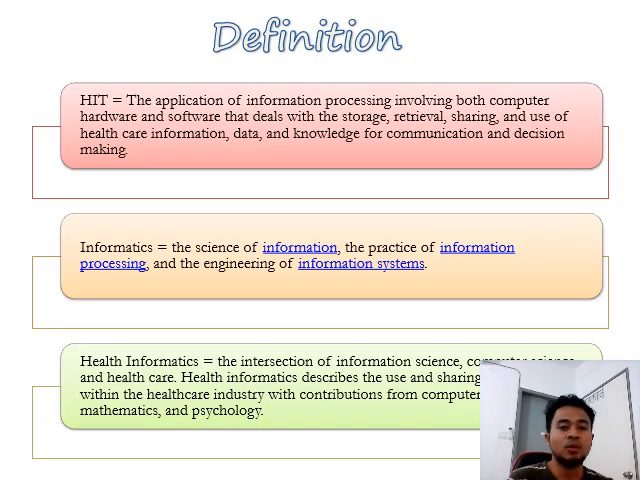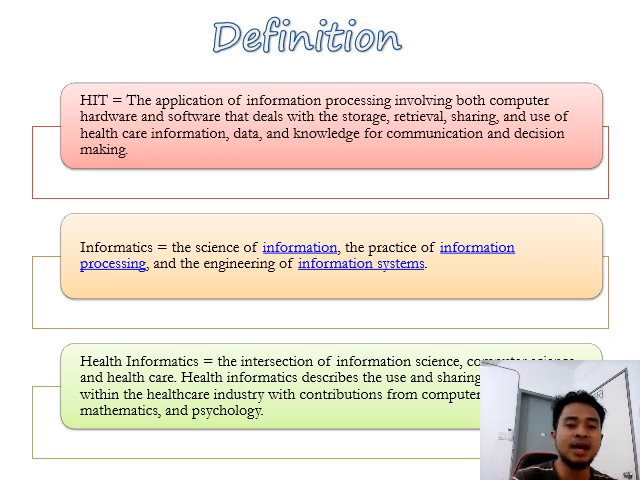Okay, health information. So what is health information technology? It's referring to the application of information processing involving both computer hardware and software that deal with the storage, retrieval, sharing, and use of healthcare information, data, and knowledge for communication and decision making. Right, there's a lot of points here. Although you need to simplify in your own way, in your own words, to make it easier to remember. Although if this kind of question is still 1 or 2 marks, there are a lot of points that need to be spelled out, reflecting what HIT is.